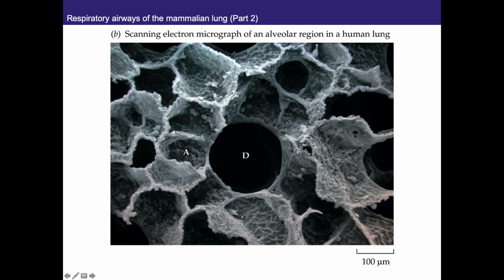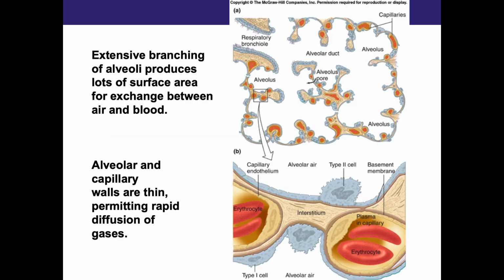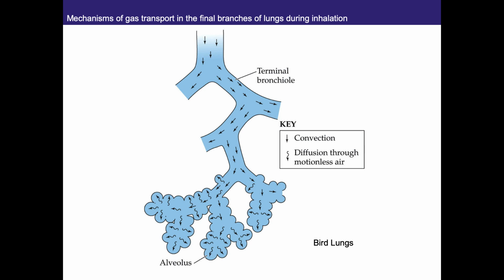So extensive branching of the alveoli produces lots of surface area for exchange of air and blood. And the alveolar walls and the capillary walls are very thin, so it really helps to promote rapid diffusion. Okay, so this is an interesting part of the respiratory tract that's very different than bird lungs. This is more representative of mammalian lungs. So this is a comparative physiology example.